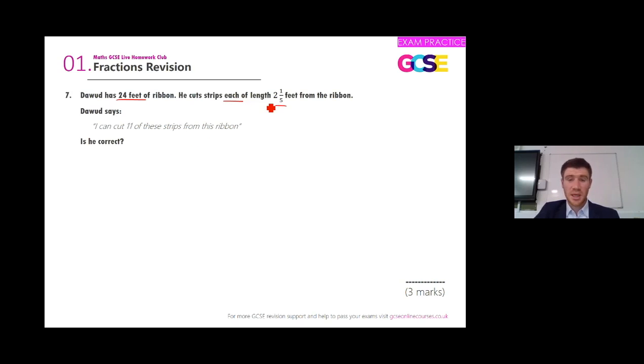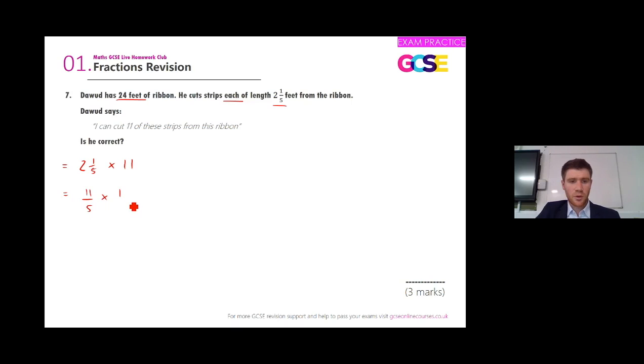The quickest and easiest way to do it would be to say, well, he's going to have each one as 2 1/5, and if he has 11 of them, how much ribbon will he actually need? So let's just times it. If it's greater than 24, he doesn't have enough ribbon. So convert it into an improper fraction. We've done this to death. And we multiply that by 11.